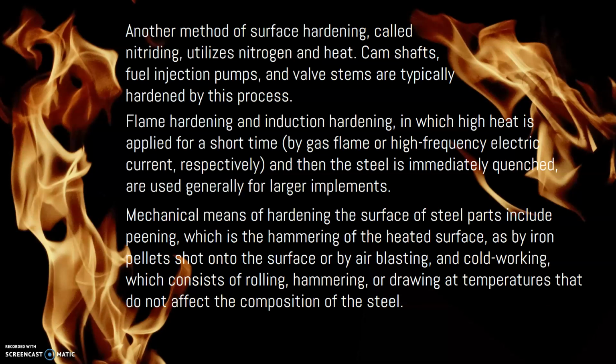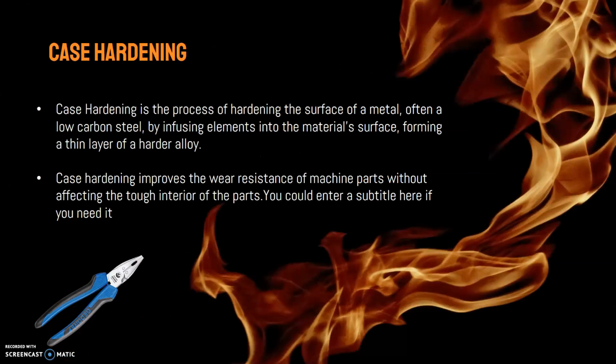Flame hardening and induction hardening, in which high heat is applied for a very short time by gas flame or high frequency electric current, and then the steel is immediately quenched, generate a similar effect. Mechanical means of hardening the surface of the steel include peening, where you hit it with a hammer, the hammering of a heated surface, iron pellets shot into the surface, air blasting, or cold working, which consists of rolling, hammering, or drawing out at temperatures that do not affect the composition of the steel.